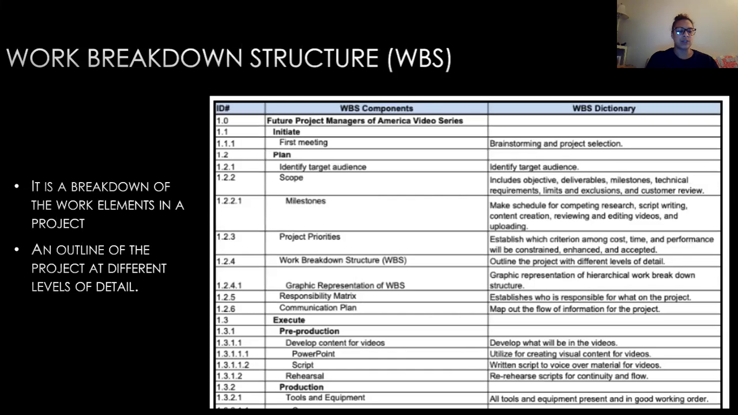The work breakdown structure, or WBS, is a breakdown of the work elements in a project. It is an outline of the project at different levels of detail. The WBS will be referred back to throughout the project. Here is an example. Each step has a corresponding number and description.